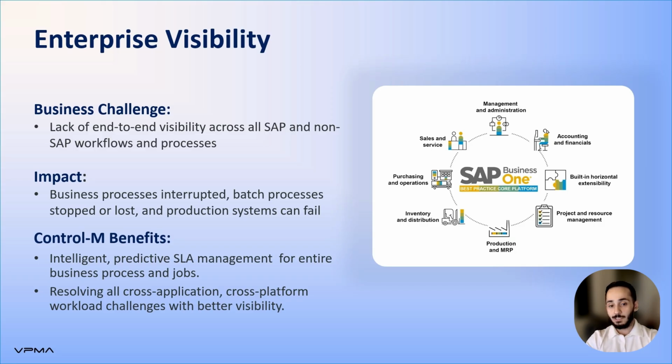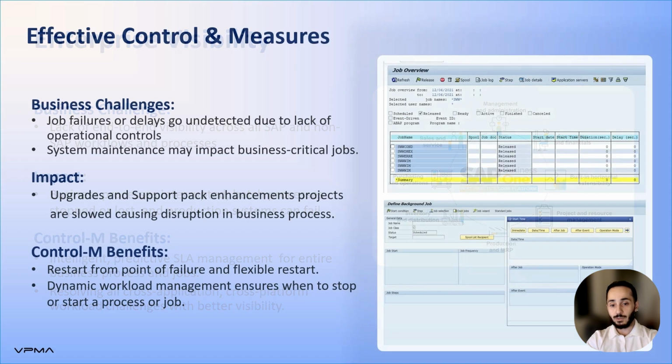Once you have visibility, the next problem becomes control. It's not enough to just see what's happening, you also need to act on it. Without a centralized control, stopping or restarting jobs during failures or maintenance becomes risky, and Control-M gives you full control to pause, resume, and recover your workflows dynamically.